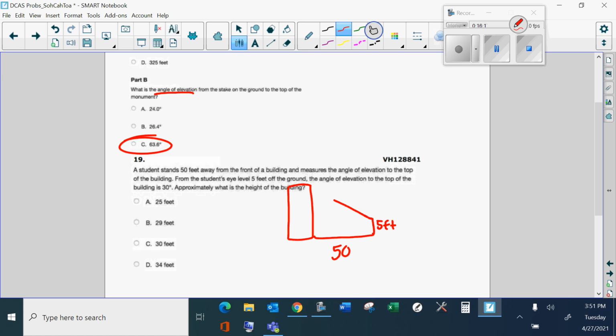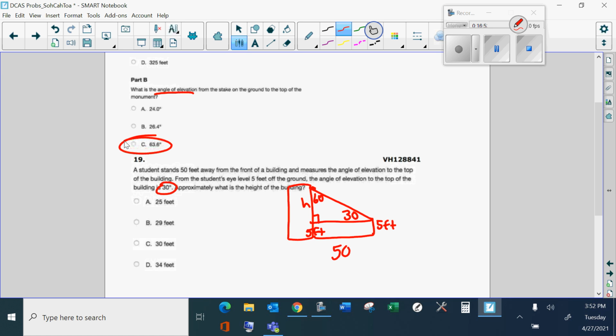And the angle of elevation to the top of the building, that's that angle right there. Remember, this is 5. We'd have to add it at the end. The angle of elevation is 30 degrees. That means this is 60. So now we have a special right triangle, don't we? We only have an angle in this, so we could use trig. Okay, so we want that height right there, and then we'll add the 5 on.